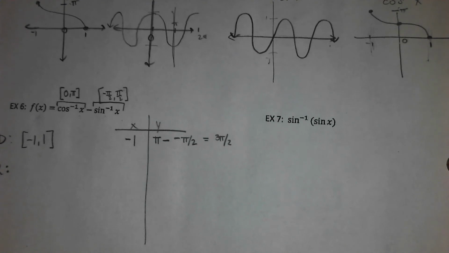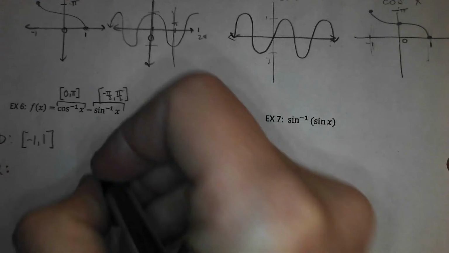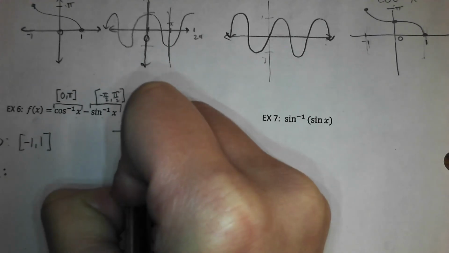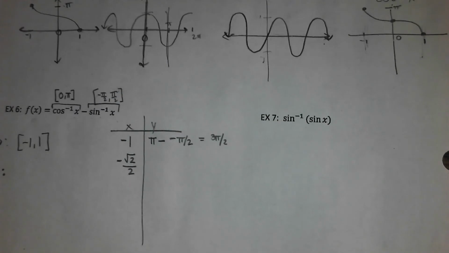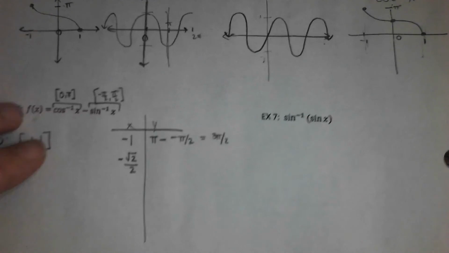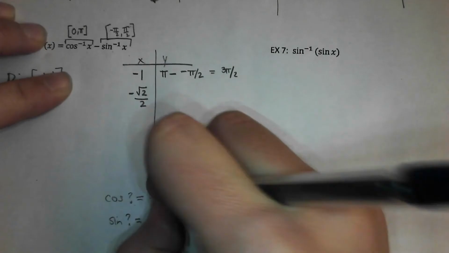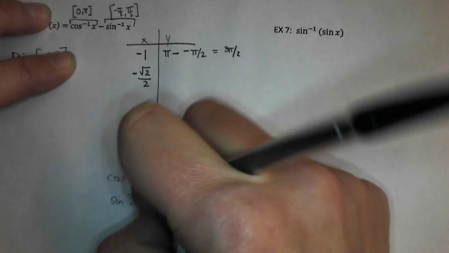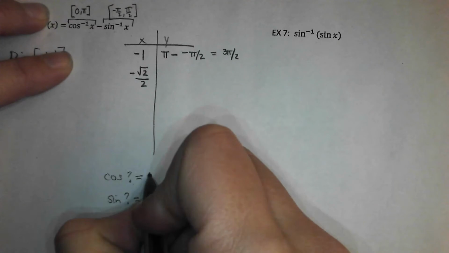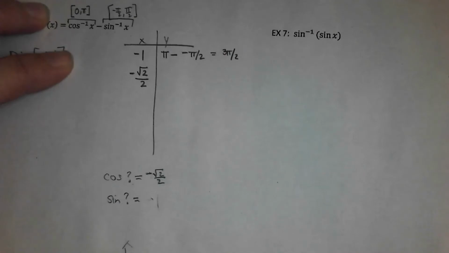You're plugging in your output value. So if I were to plug in a -√2/2, that's between -1 and 1. What's the inverse cosine? I'm just going to use this space. What's the inverse cosine of -√2/2?